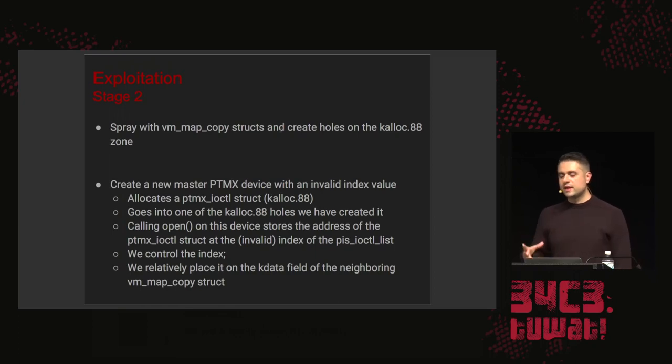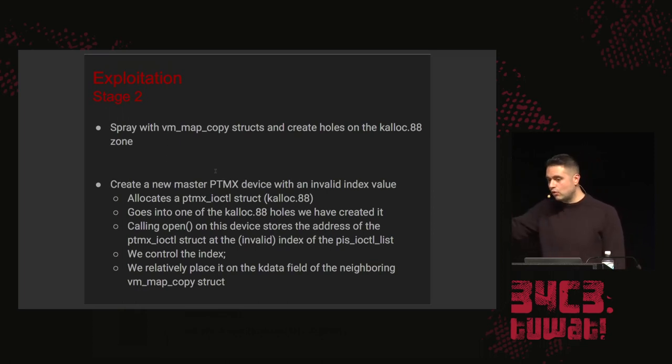Okay, so the second stage is done on the calloc88 zone. I spray again with VMAP copy structs, and this time I make them 88 bytes to go to the calloc88 zone, and then I create holes again. Then I trigger the bug with an invalid index value. Remember that when you trigger the bug, a PTMX IOCTL struct is allocated, and this goes to calloc88. But because on calloc88 I have created this pattern of used and free, it goes into one of the free slots. So now I have a PTMX IOCTL struct in one of my free slots.